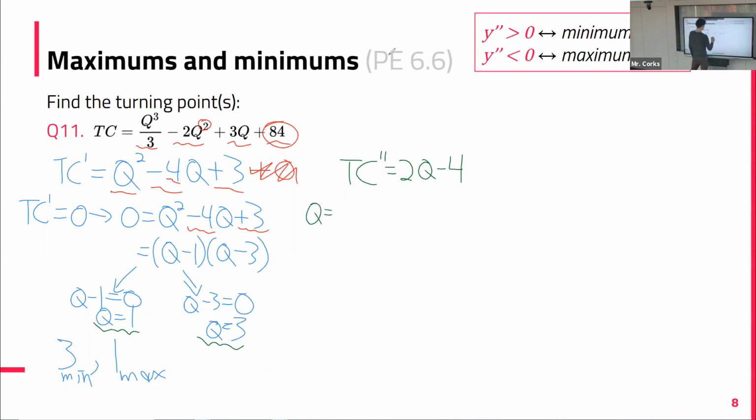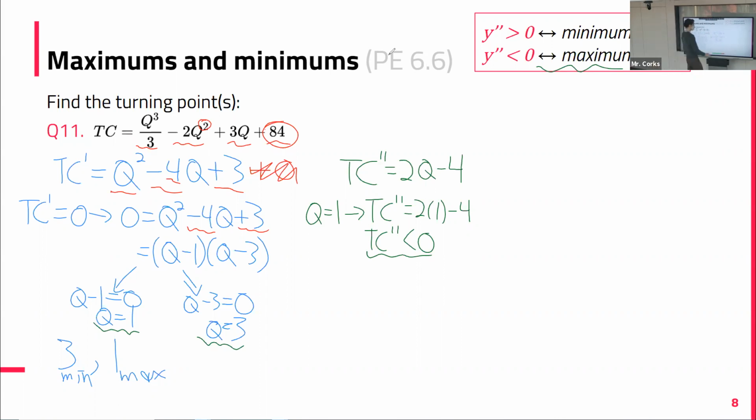So when q equals 1, our total cost double prime is 2 times 1 minus 4. That's -2, so less than 0. So at this point, our second derivative is less than 0. If it is less than 0, that means maximum point, as we have up here in the little legend at the top right corner.